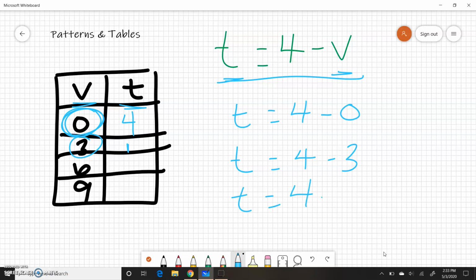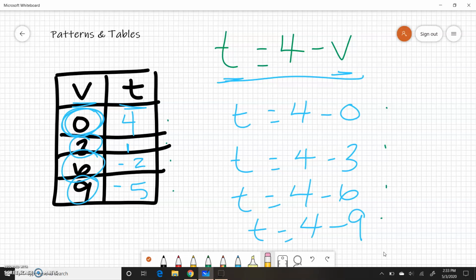T equals 4 minus 6, because that's the next number on my table. Well, 4 minus 6, that actually gives me negative 2. And then I have T equals 4 minus 9, and that gives me negative 5. So all I did is I did my equation 4 different times because I had 4 missing numbers in my chart.